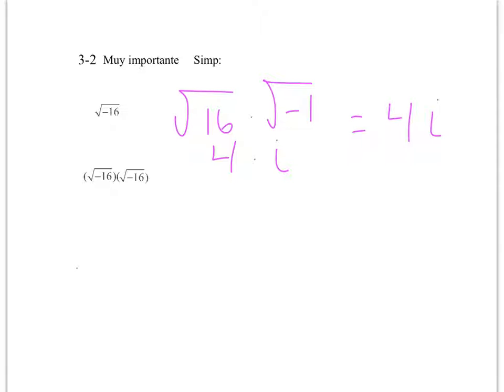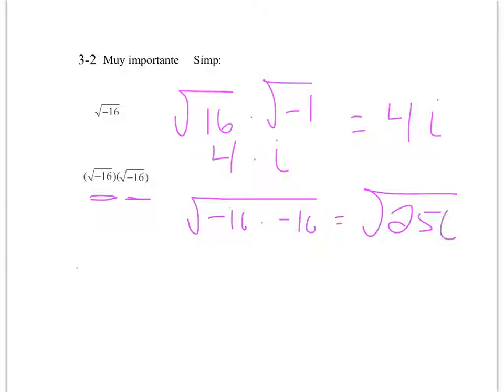Looking at this guy right here, the square root of negative 16 times the square root of negative 16, if you do what you typically would do and multiply what's inside the radicals first, you're going to have radical negative 16 times negative 16. And of course, negative 16 times negative 16 is radical 256. The square root of 256 is 16. And this now has an answer of positive 16, and this is incorrect.